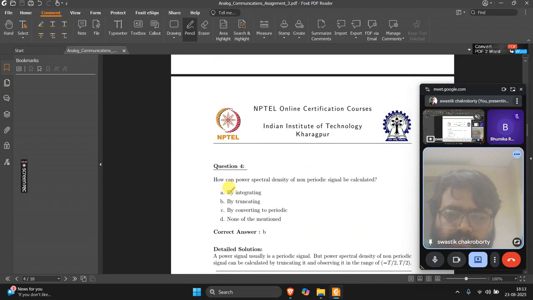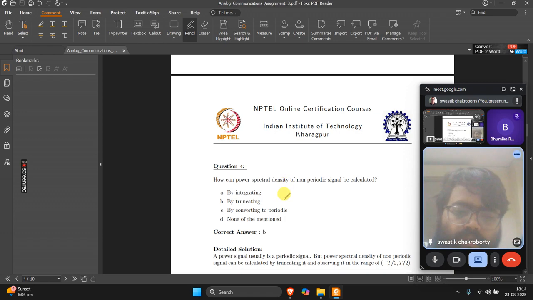Next, how can the power spectral density of a non-periodic signal be calculated? Now, power spectral density is by definition defined for a periodic signal. So just by integrating, you will not get the PSD, because you cannot have a defined period.